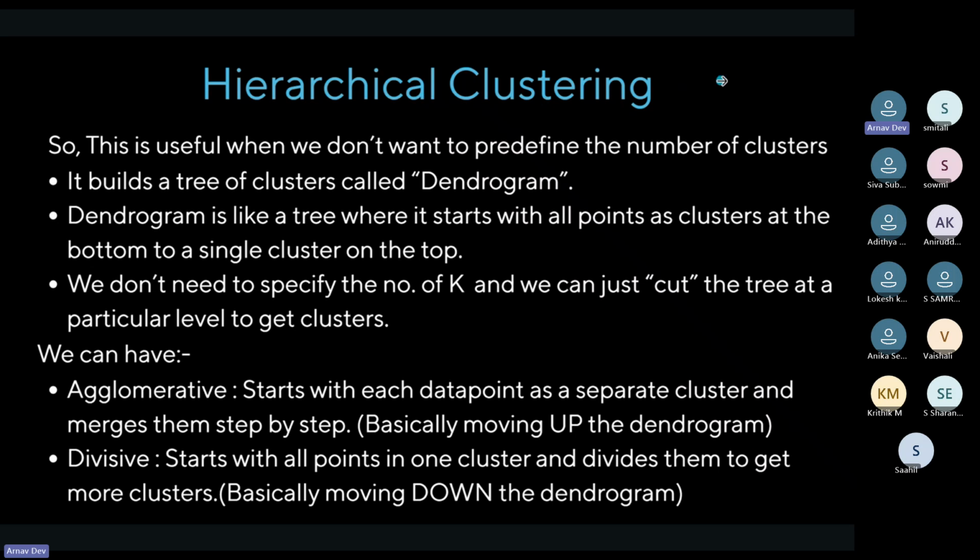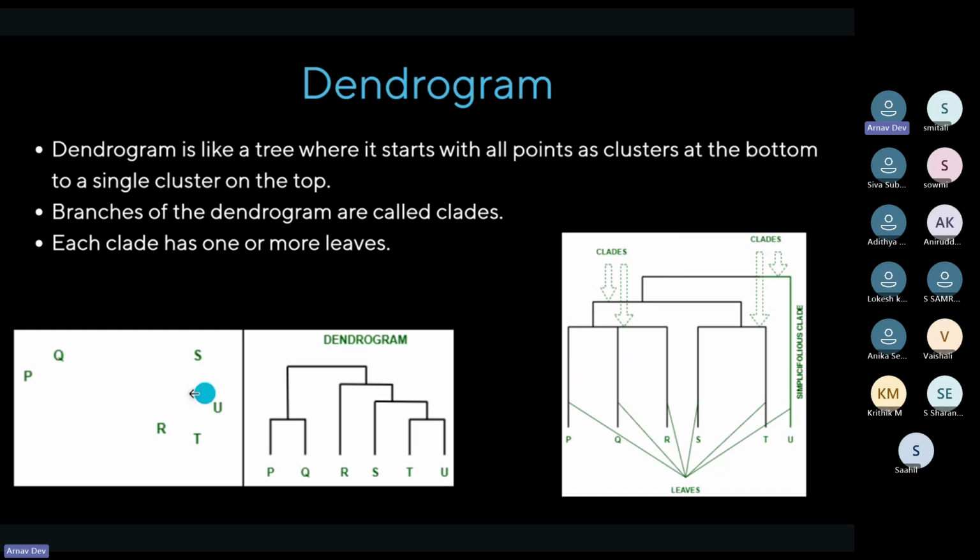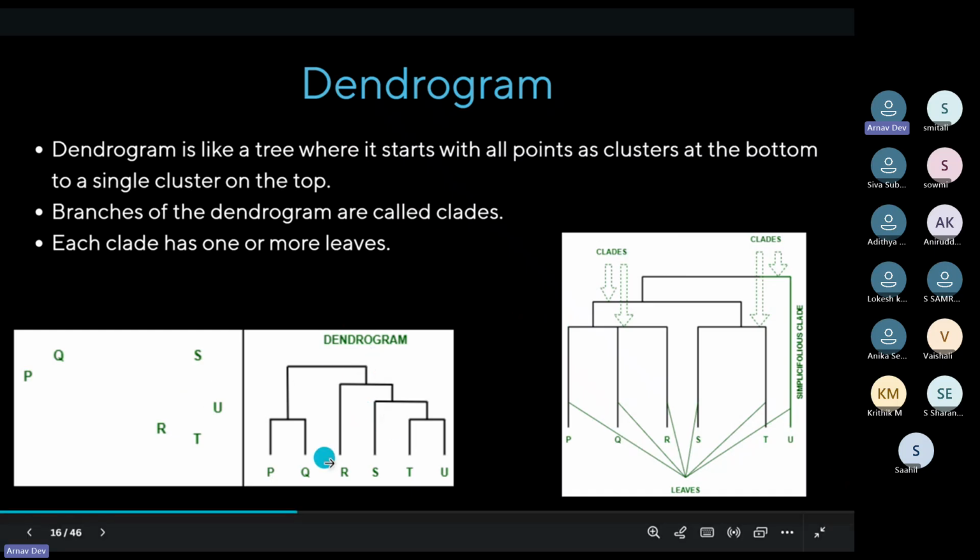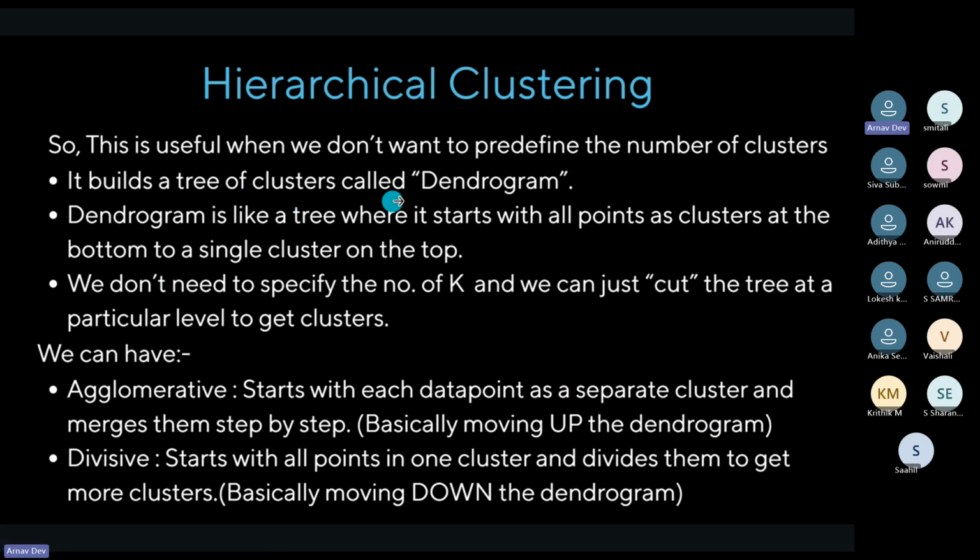The second part is hierarchical clustering. This is a bit different from the first thing, which was partitional clustering. Here we have something known as a dendrogram, which is like building a tree using clusters. You can figure out from the name itself that this assigns some sort of hierarchy. It builds a tree of clusters called the dendrogram, which is a very important part of hierarchical clustering.